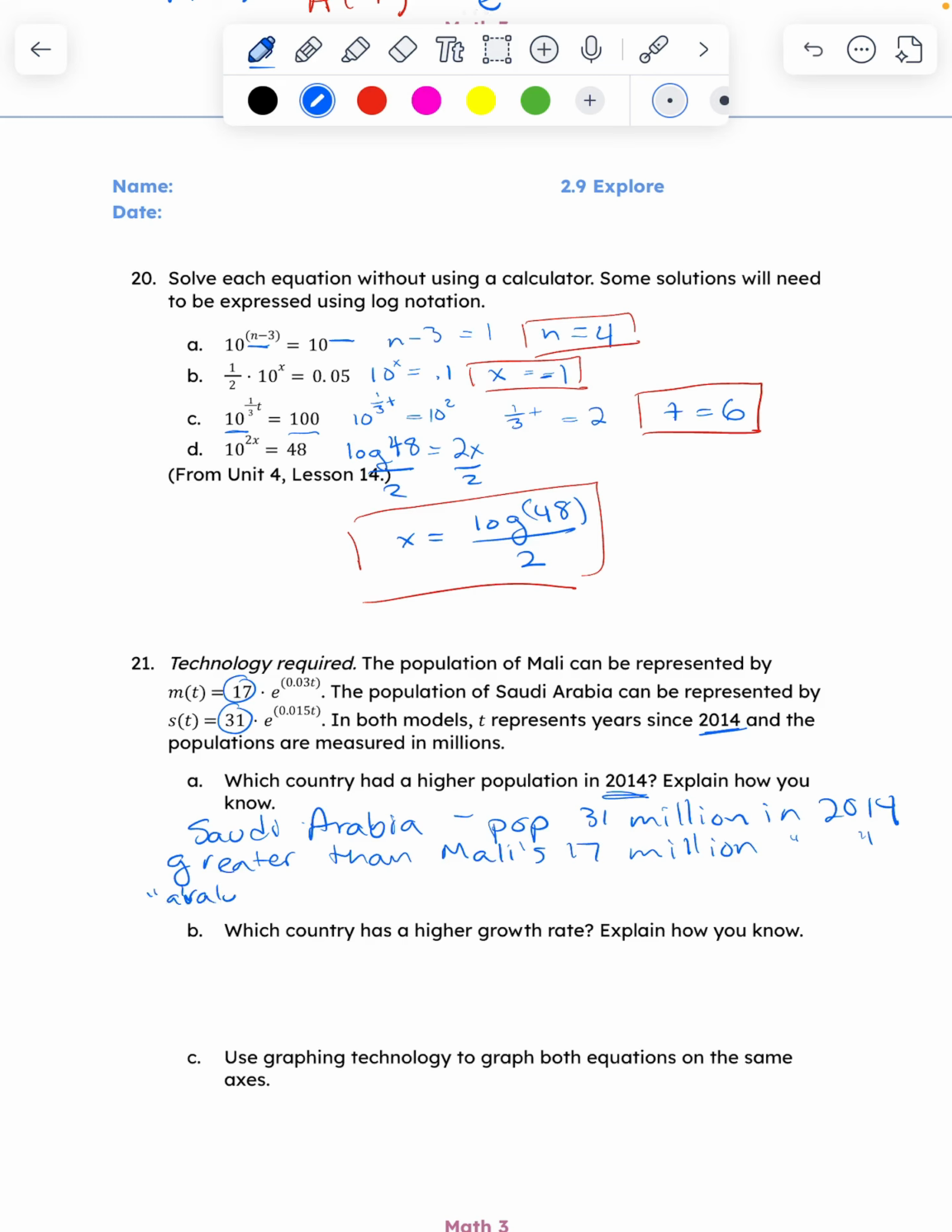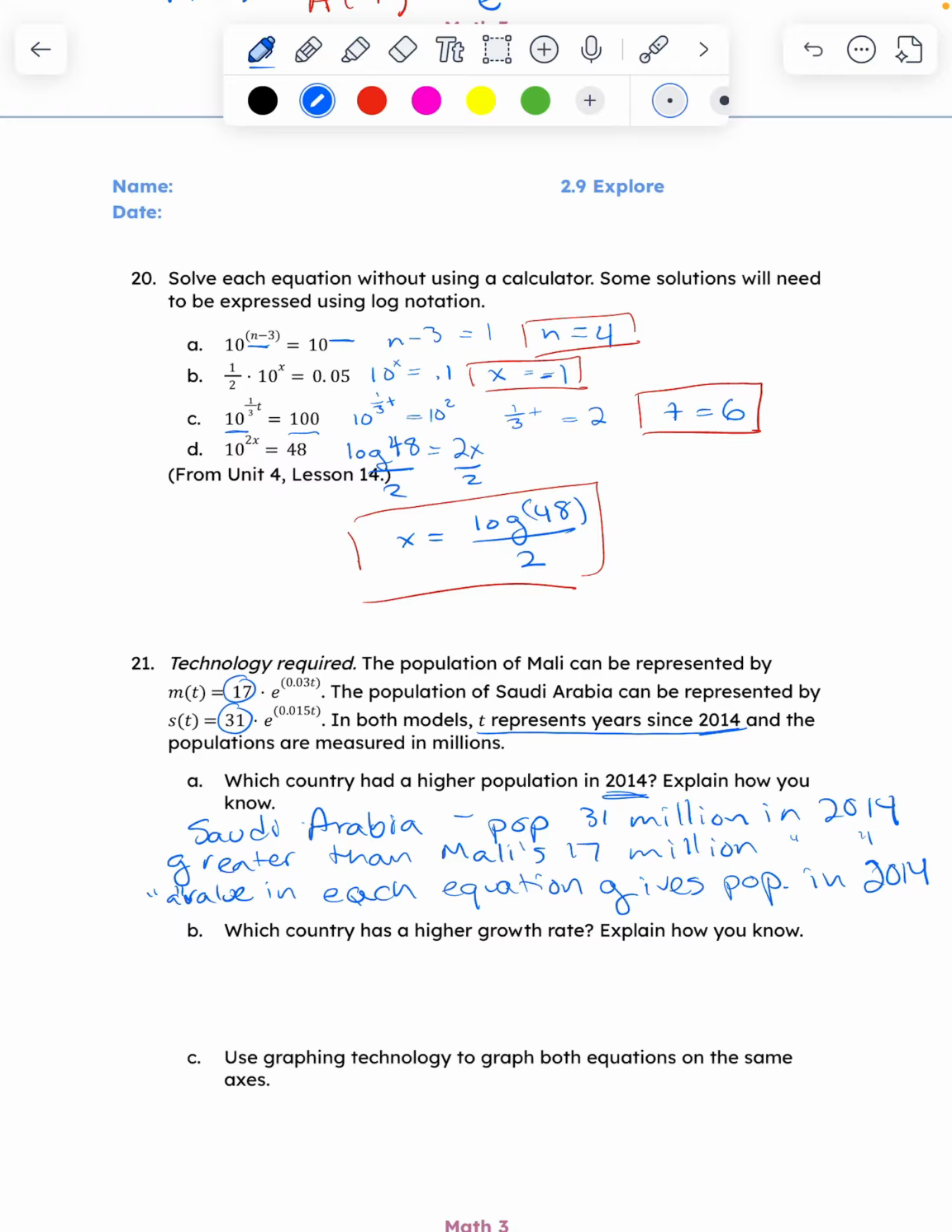that starting value in each equation gives the population in 2014 based on T represents years since 2014. So another way that I can sort of explain that, if I plugged in 0, right, 0 years since 2014, then these would each be e to the 0 or 1, and I would be left with just 17 million and just 31 million.